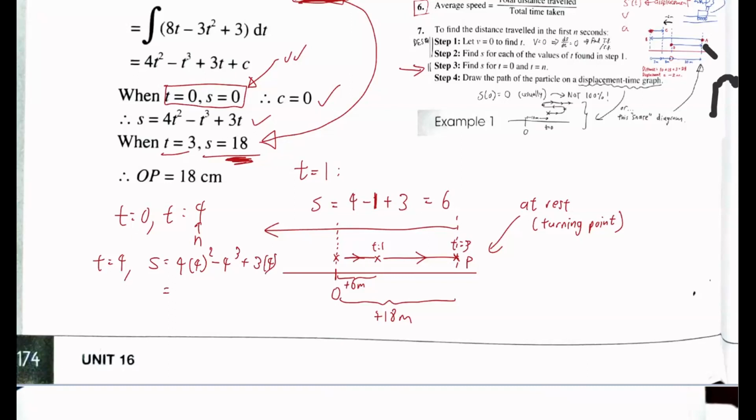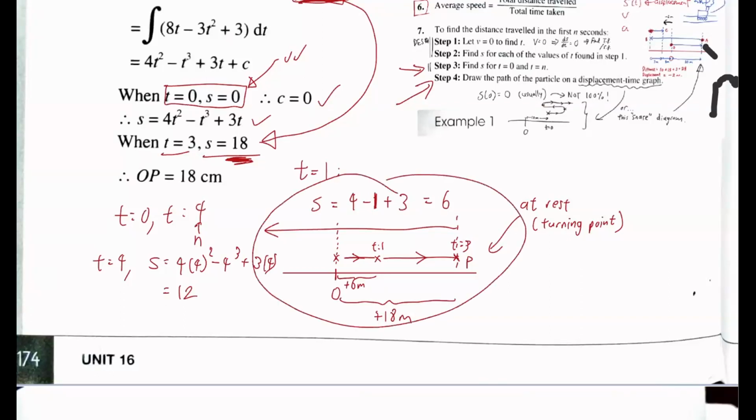12. Is it 12? Let me see. Yes, correct. The 4 cube cancels away, leaving just 12. Okay, so now that we have all the information, we move on to the next step: draw the path of the particle on a displacement-time graph.